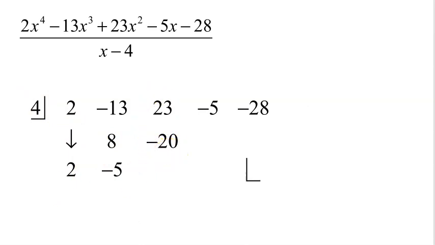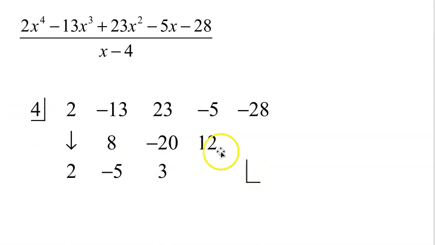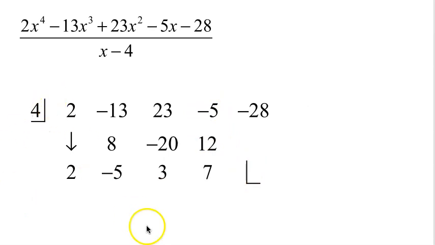23 minus 20 is 3. 4 times 3 is 12. Negative 5 plus 12 is 7. 4 times 7 is 28. Negative 28 and 28 is 0. So there's no remainder in this situation.